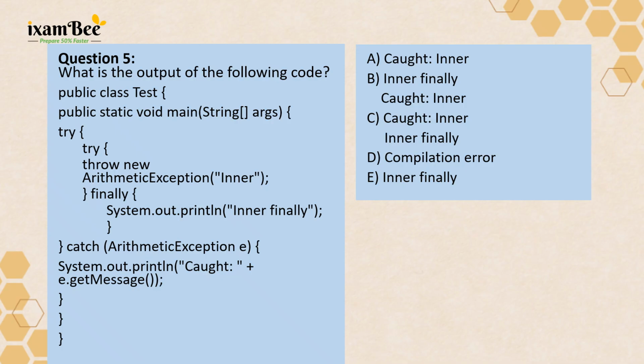Let us now look into this question that requires us to predict the output of the following code. Here you have a try within a try block. When you are executing the inner try, it throws a new arithmetic exception, inner. It does not have a catch block. It has a finally block that prints inner finally. The exception that has been thrown would be handled by the outer catch, and it will be printing caught with the e.getMessage. The message is inner. So finally, here we have the answer as inner finally and caught inner.